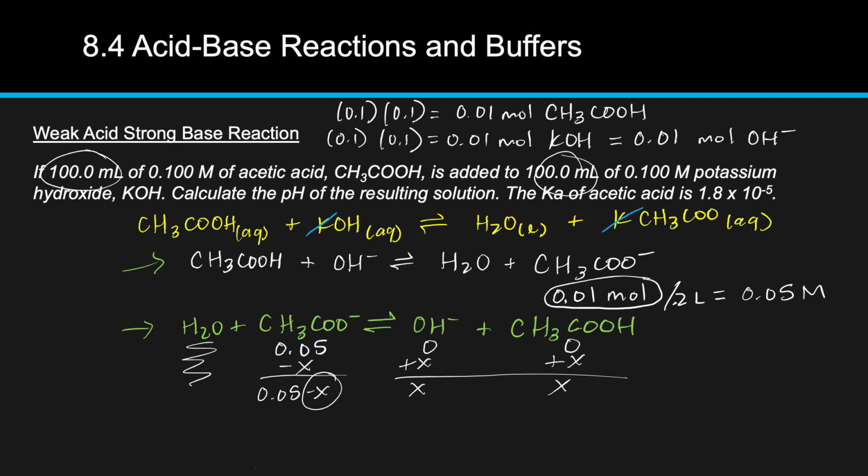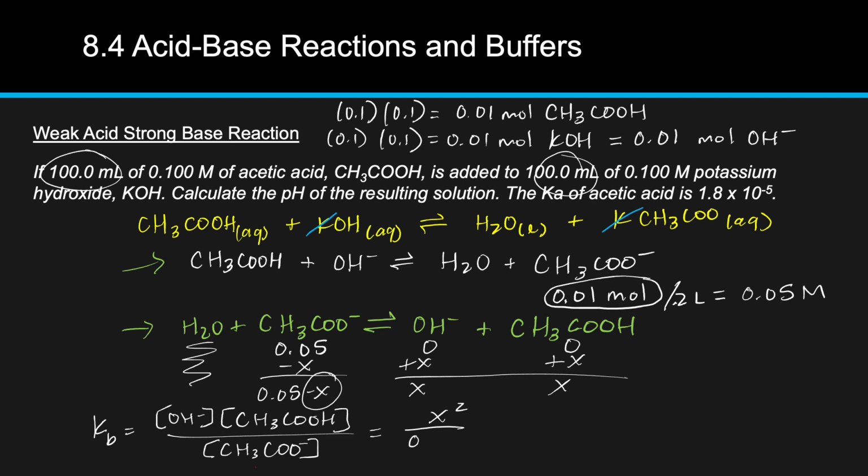So now that we have everything to plug in to Kb, we know Kb is equal to the concentration of our products over the concentration of our reactants. I figured out that my products are going to be x times x, which is x squared, and then I'm just going to put 0.05 here. Now, in order to solve that, I have to have my Kb value. Now, how would you get your Kb value?